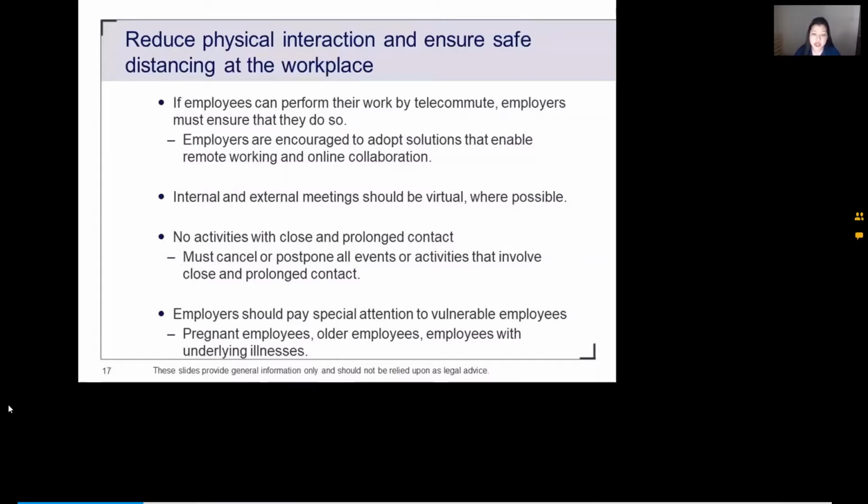The ministry has actually encouraged employers to make use of technology solutions to allow businesses to continue while employees work from home. Another point that they've emphasized is that all physical meetings should be minimized and should be held virtually instead. This applies both to external and internal meetings. There should also not be any activities that require prolonged or close contact, meaning any seminars or conferences should be postponed or cancelled.